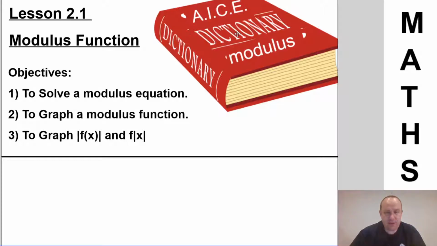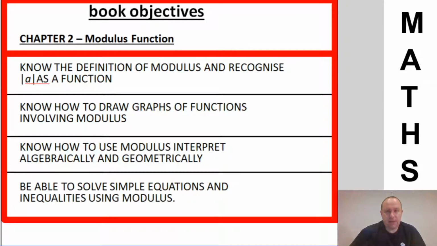And today we're going to do three things. We're going to solve a modulus equation. We're going to graph a modulus function, and we're also going to graph two special things, the absolute value of f of x and f of the absolute value of x as well. Specifically, the textbook says that we're going to do these things, and obviously some of those you just saw in the objectives that I just stated a second ago.